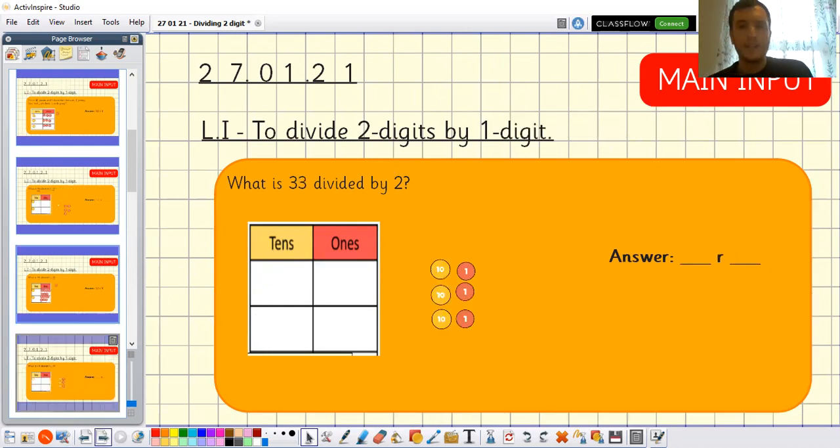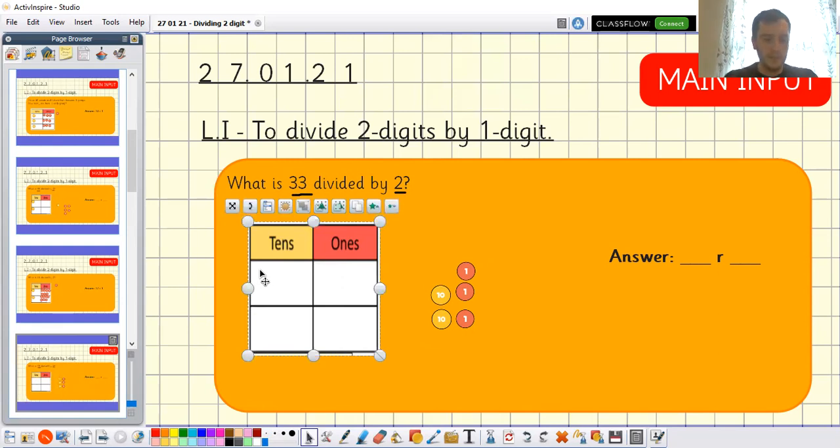One more before we look at some for our challenge. 33 divided by 2. Again, I've made my 33. I've got 3 10s and 3 1s, and I'm dividing by 2, which is why it's split into 2 groups. I'll start by sharing my 10s. Oh, it's disappeared again. There we go, I've got it back.